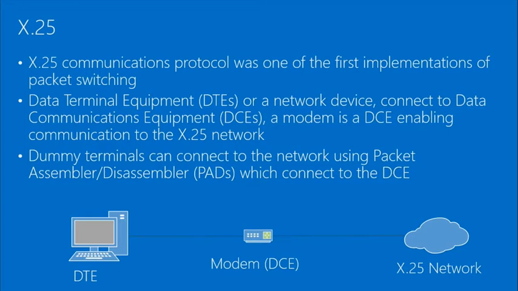X.25. Communications protocol was one of the first implementations of packet switching. You had data terminal equipment, DTEs, or a network device, connected to data communications equipment, DCEs, a modem, enabling communications to the X.25 network. So you see in the graphic, the DTE, the computer, connected to the DCE modem that connects to the X.25 network. Dummy terminals can also connect to the X.25 network using packet assembler, deassembler pads, which connect to the DCE.